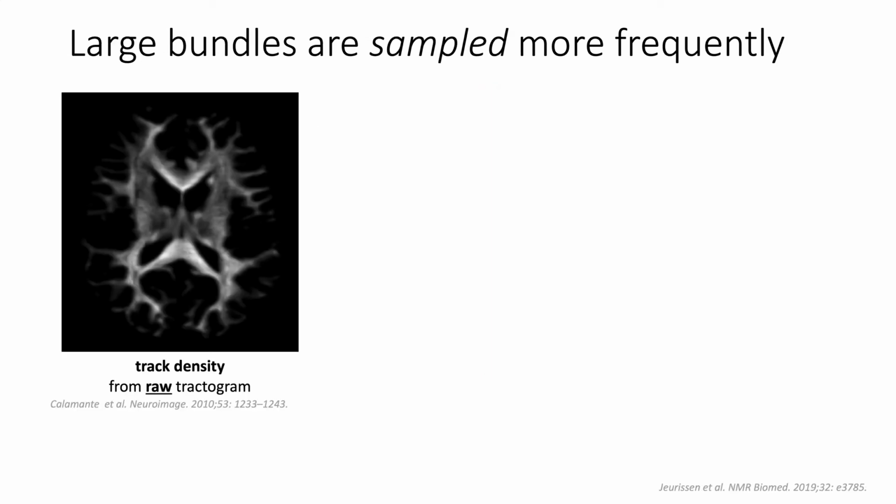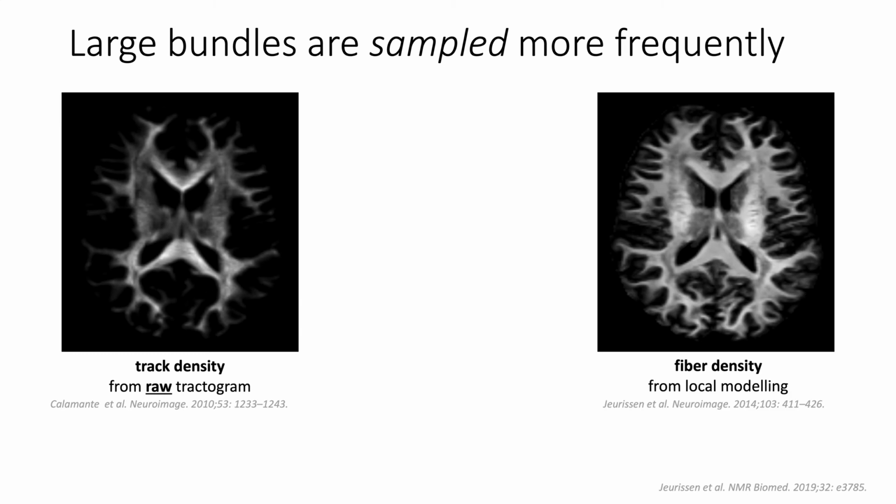A second issue that plagues quantification of fiber tracking is that it tends to favor large bundles. So here I'm showing you voxel-wise track densities obtained from a whole brain tractogram. For reference, I'm also showing fiber densities directly obtained from local modeling, without the use of any tracking. You can immediately see that large and thick bundles like the corpus callosum exhibit an inflated number of fiber tracks, while the fibers close to the cortex are very much underdefined.